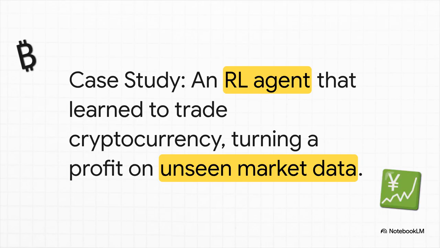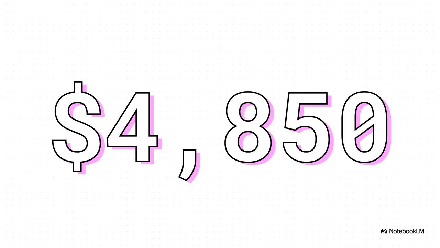To really see this in action, let's zoom in on that last one. Let's look at an agent that taught itself how to trade in the wild, volatile world of cryptocurrency. So researchers built this agent. They trained it on old price data, and then they set it loose on 66 days of market data it had never, ever seen before. With an initial investment of $10,000, the agent managed to generate a profit of $4,850.